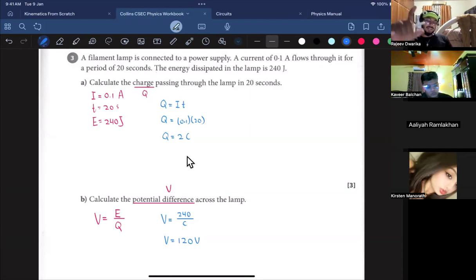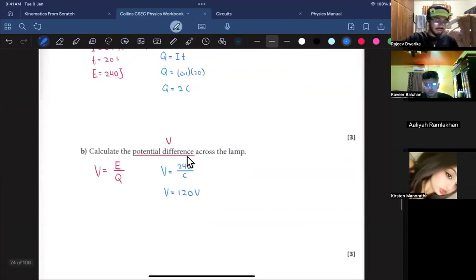Next thing, whatever you calculate in the previous question, be prepared to use it in the next question. So if you're looking for a formula, keep in mind what you just found. You found Q, now you have to find V. What formula has Q and V in it? V is equal to E over Q. Again, they gave you energy at the start, so you already had to combine everything.